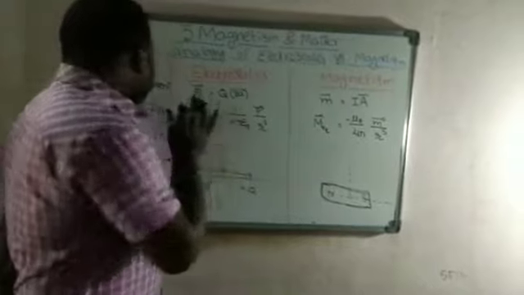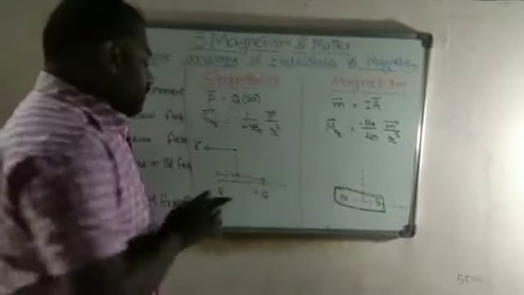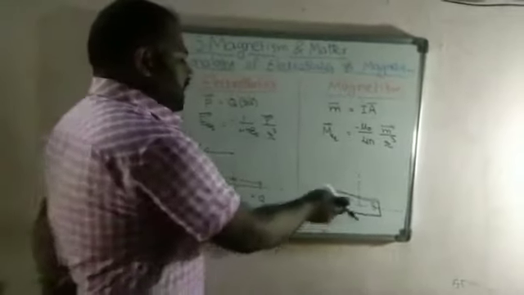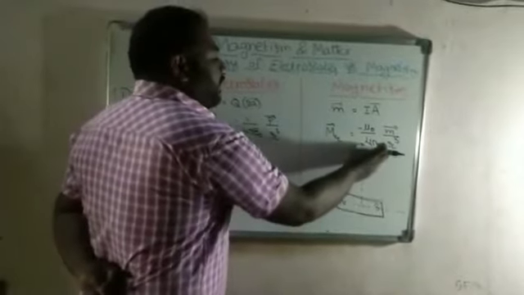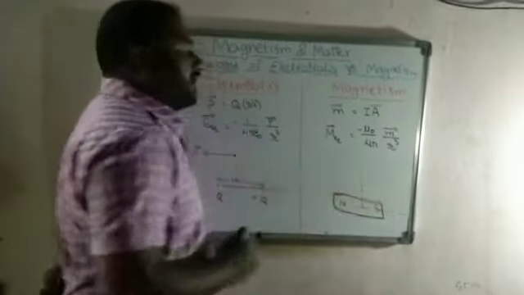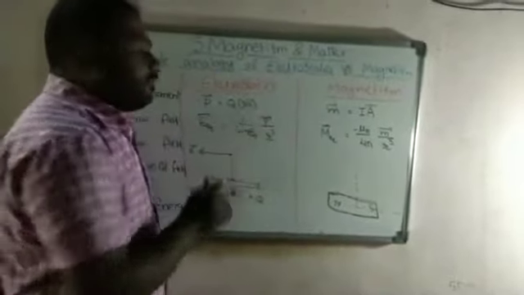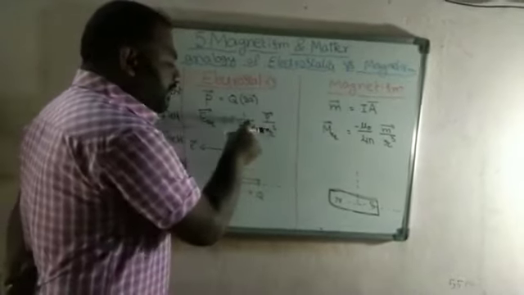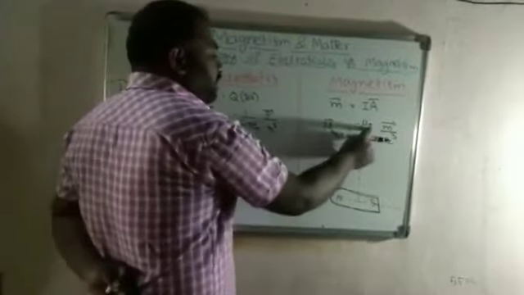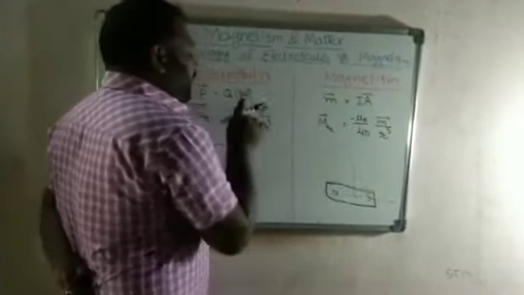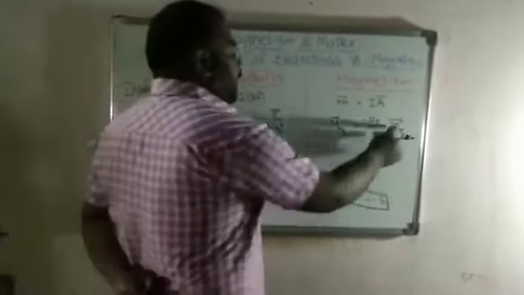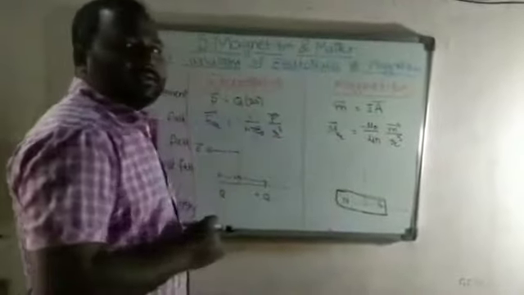So this is the equatorial field due to the electric dipole, and this is the equatorial field due to the magnetic dipole. See the analogy, both formulas are similar, but here we use epsilon naught in the denominator, and here we use mu naught in the numerator. Here the dipole moment is P bar, here the dipole moment is m bar.